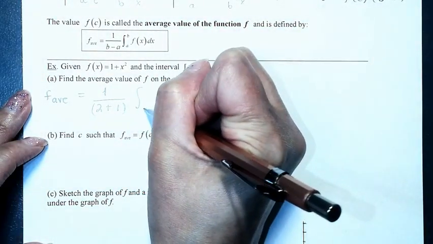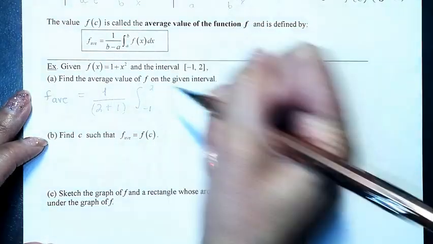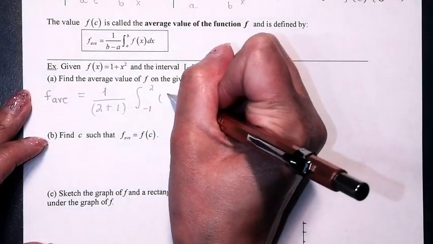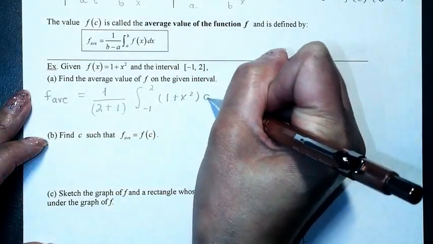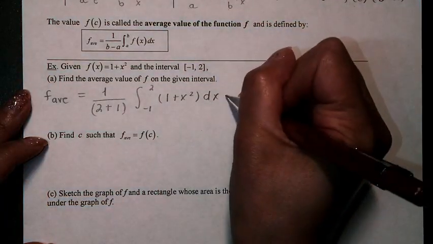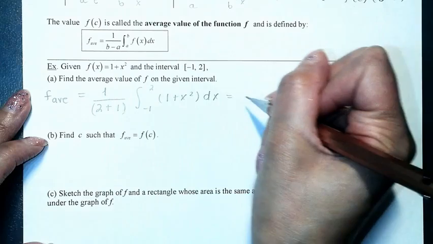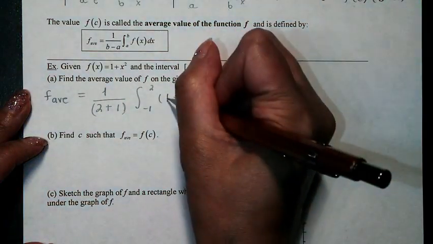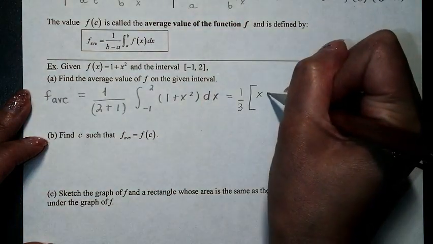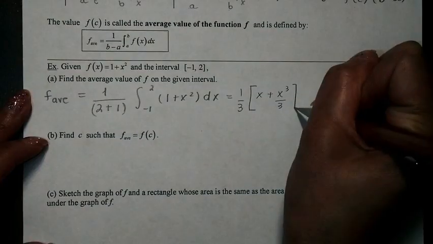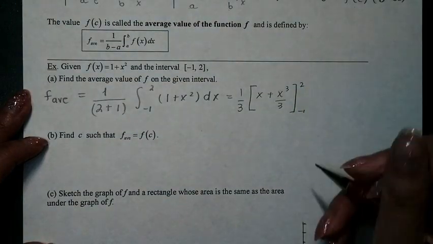Then it's the integral from -1 to 2, because those are the numbers that we care about in this situation, of the interval, and then of your function 1 plus x squared dx. Do you agree with that? So what are we going to do now? You integrate. Well, you have that this operation is 1/3, don't forget about that one. Then what happens? The integral of 1 is x, the integral of x squared is x cubed divided by 3, evaluated from -1 to 2. Do you agree with that?